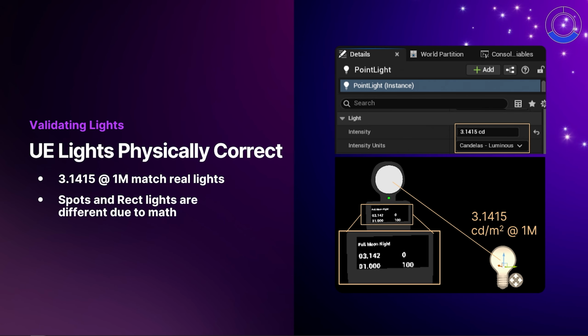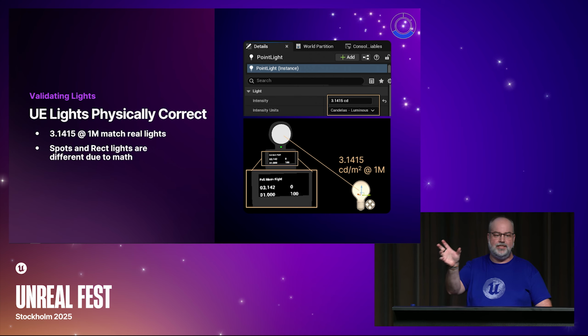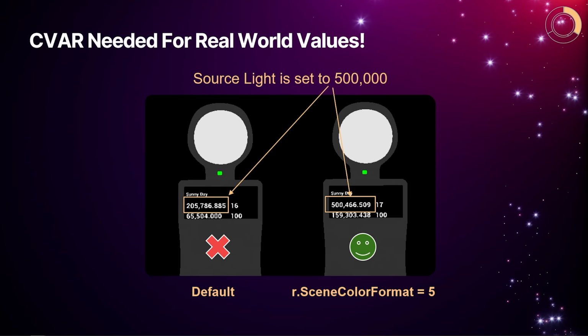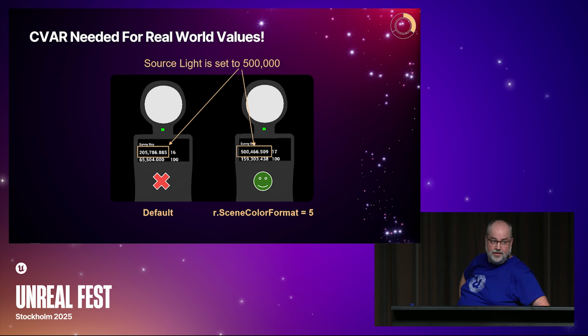What's cool is that UE lights are physically correct. So if you set a light to 3.1415 candela and set it a meter away and measure it, that's what you should see on your meter. That's how you know that it's correct, and that's what I needed to know in order to do this. If you're in really, really bright values, some of my friends are trying to reproduce flash photography, which is incredibly bright. Run this CVAR, the scene color format, because otherwise you'll clip the value of the frame buffer and not get the precision you need. That's important when you get to anything over 205,000.